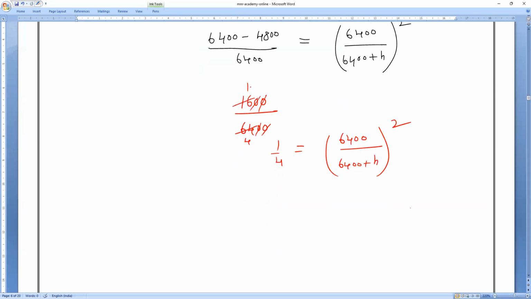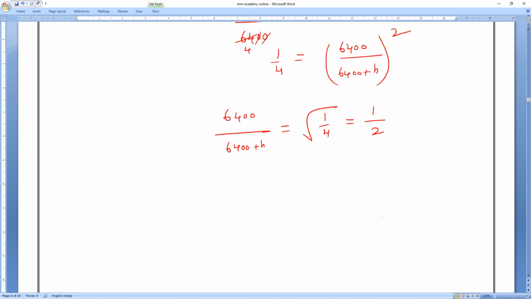Now the square will come to this side. What will it become, guys? Root over 1 by 4. What is the root of 1 by 4 value? 1 by 2. That's all it is. Clear? Now it's very simple. What else is remaining? I can make it now cross multiplication. 6,400 into 2 is equal to 6,400 plus H.